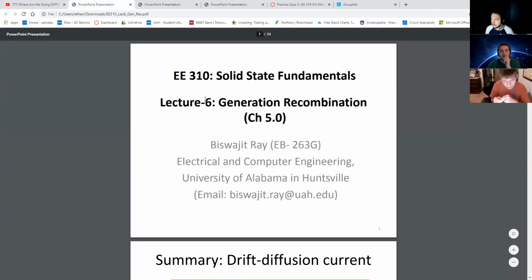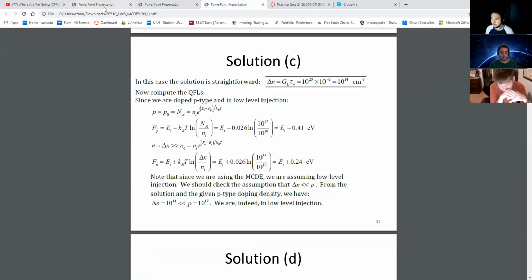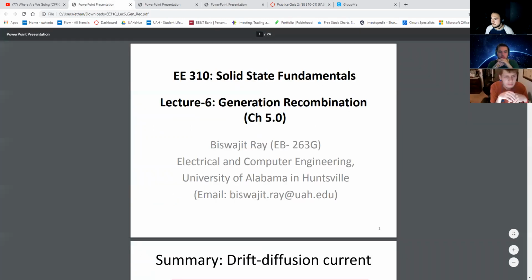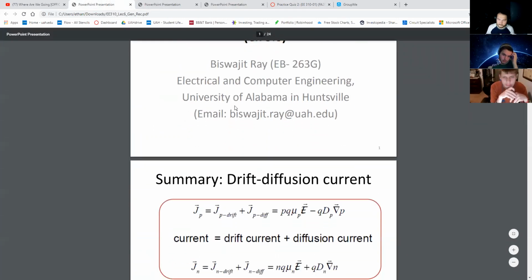I went through and checked where his PowerPoint's topics for this chapter start, and it starts here with lecture 6 with the generation recombination stuff. So these are the 3 PowerPoints you want to comb through to find formulas, and obviously that's the quiz and everything. So we would start here at the generation recombination for formulas.